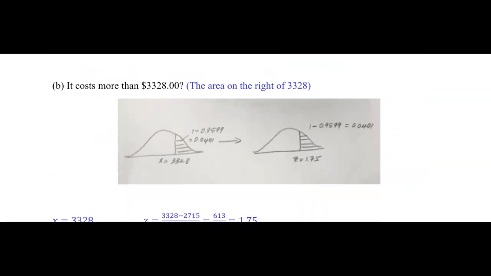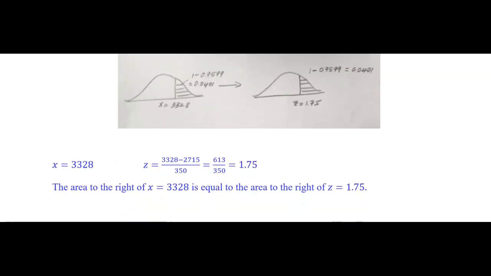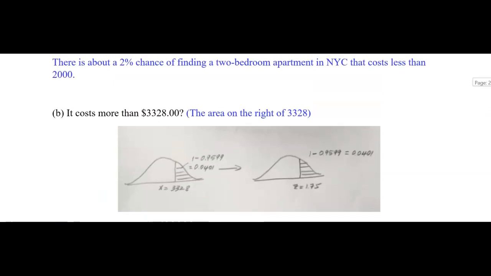Okay, what's the probability that the apartment costs more than 3328? See, 3328, we care about the area on the right side. When we are finding the area on the right side, we need to make sure that whatever value we get from the table, we must subtract it from 1, right? So we calculate the area for 3328. Use your z-score formula. Calculate the z-score for 3328. So 3328 minus 2715 gives us 613 divided by 350. It's 1.75. The z-score is 1.75.